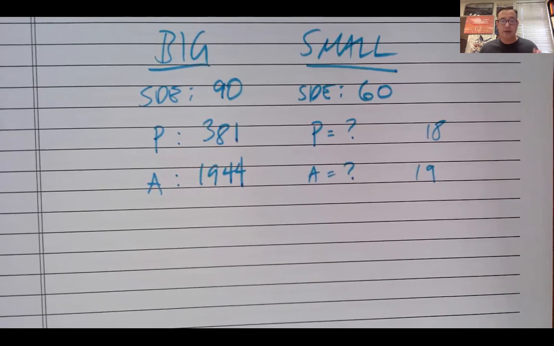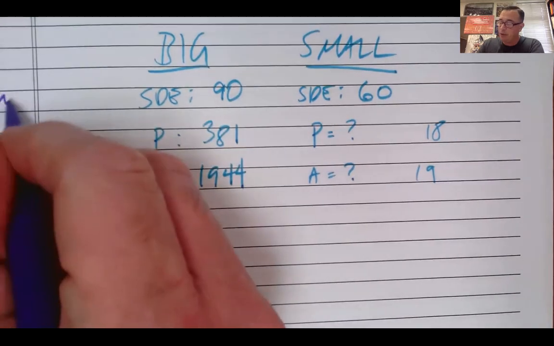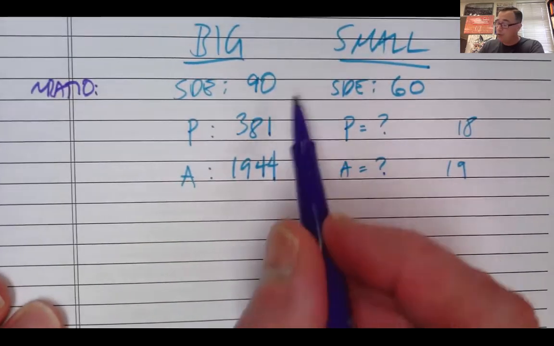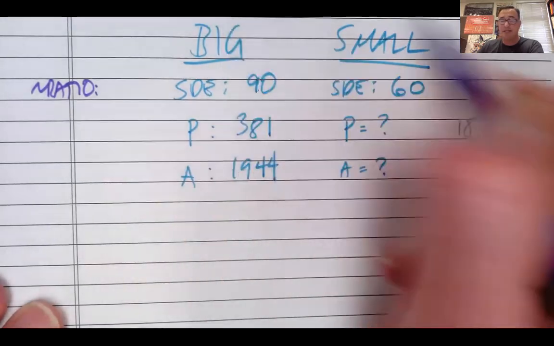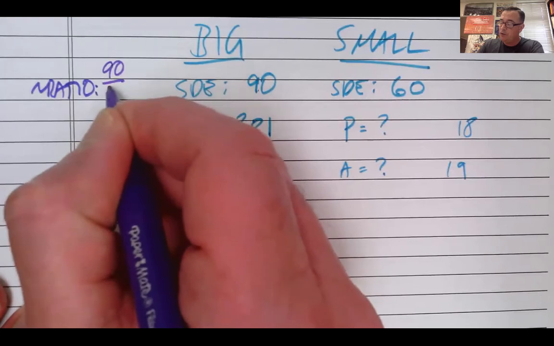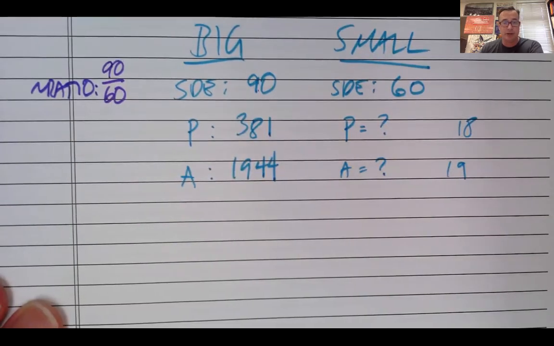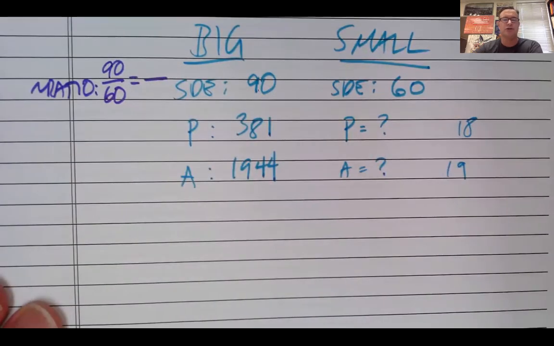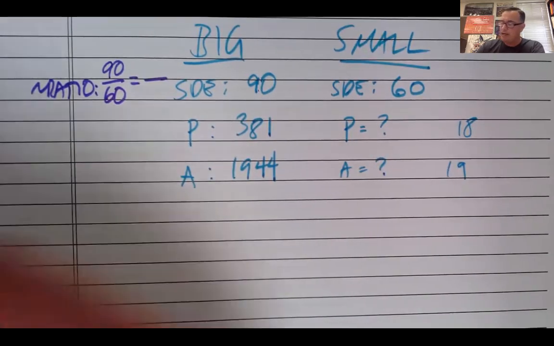All right, cool. So first thing that you want to do is set up your similarity ratio, which means we're going to start with the sides they gave us. I'm going to go big to small just because it's the way I have it in the order. So this would be 90 over 60 is my similarity ratio. Can you help me reduce that, please, and tell me what the reduced version of that would be? Gabe, you're right. It is 3 over 2.